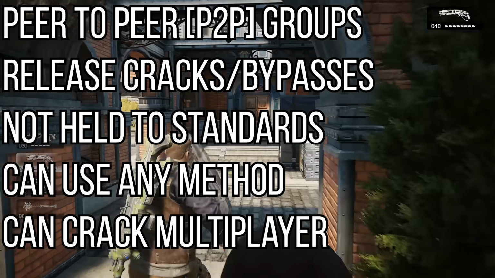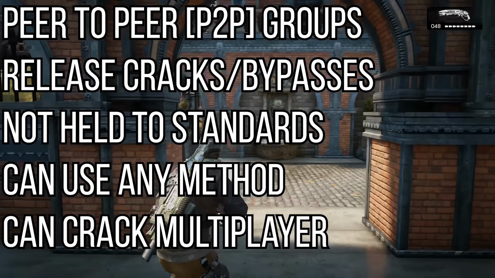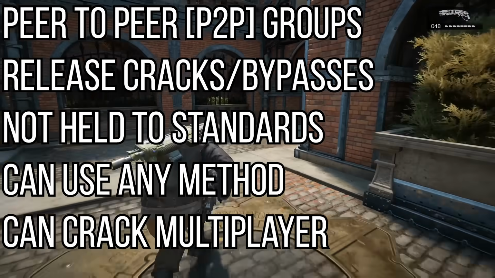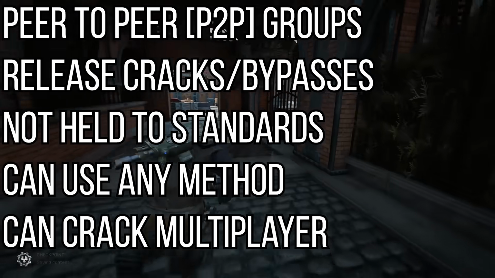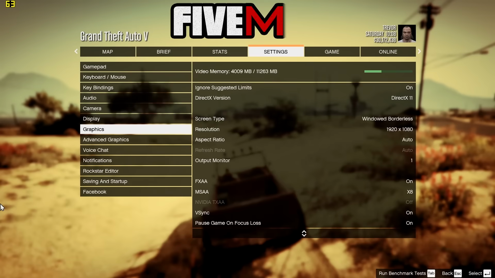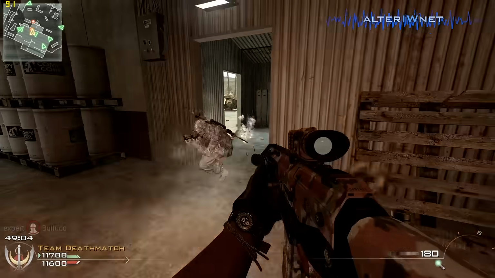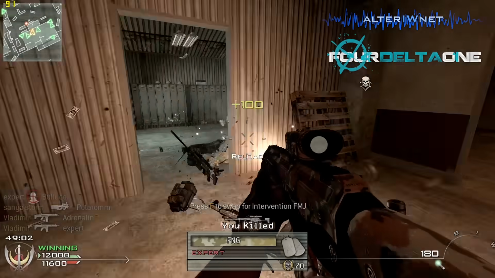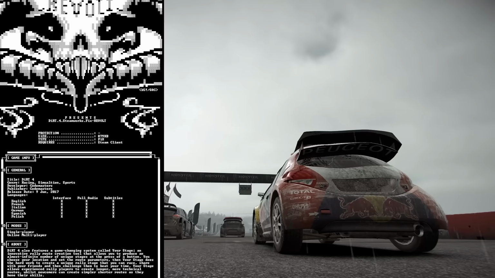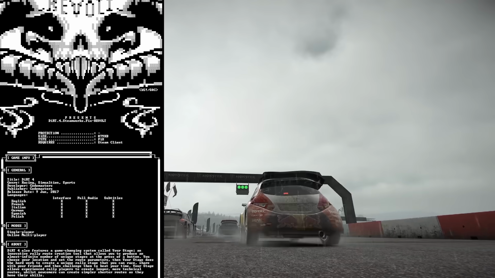Another benefit of the lack of restrictions is that peer-to-peer groups are free to take a crack at pirating multiplayer, which was successfully achieved by NT Authority's 5M for Grand Theft Auto 5, Alter IWNet and 4 Delta 1 for Modern Warfare 2, and Revolt's Steamworks fixes for a plethora of Steam titles.